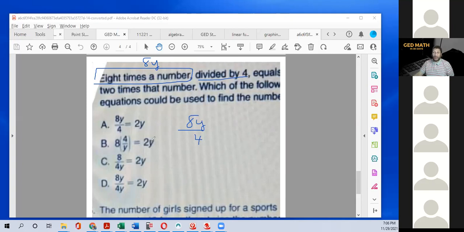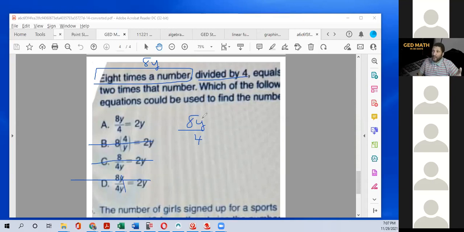Right there, this is what I want you to understand. Bam, you're done. You don't even have to do anymore, because no other problem has 8y divided by 4. This one is 32 divided by y. This one is 8 divided by 4y. And here, these two y's would cancel and you just have 2. So right away, just by understanding the first part, you already answered the question.